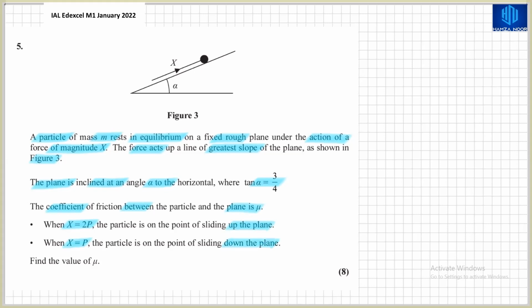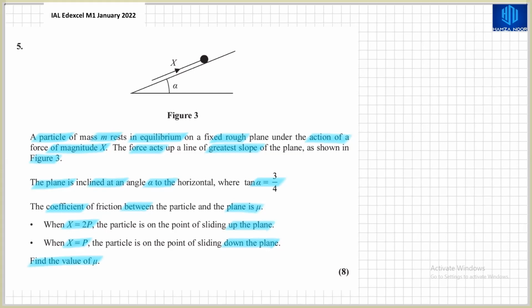Both conditions are of limiting equilibrium. The particle is not actually sliding, it is on the point of sliding up or down. So here the friction would be maximum, the friction would be mu R, F lim, F max. So we need to find the value of the coefficient of friction, the value of mu.